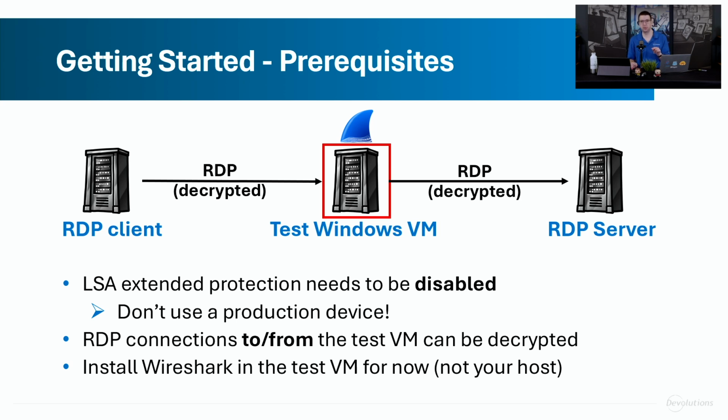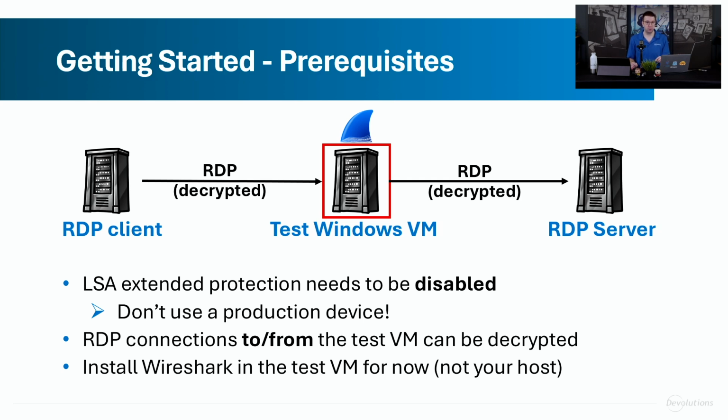I insist on using a VM. Don't use your host, don't use a production device, because the first thing we're going to want to do is disable LSA extended protection. You may have noticed that if all the secrets are in the LSA and the LSA is a protected process, well, you probably want to disable security features that go with it, and there are consequences to that. So definitely don't do it on your real device.